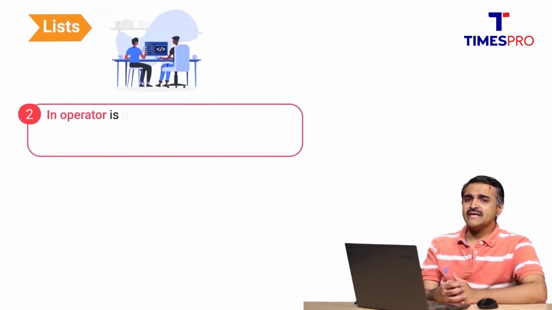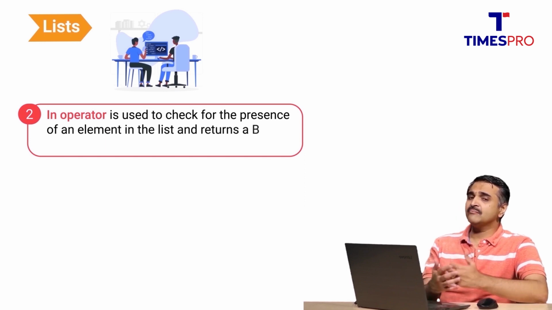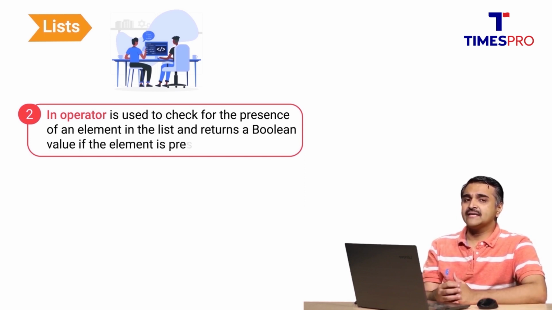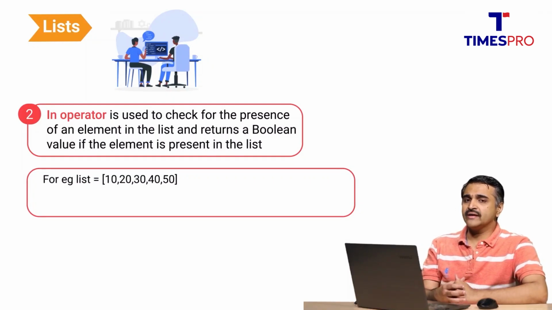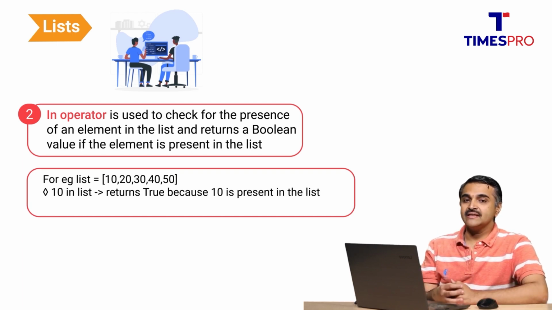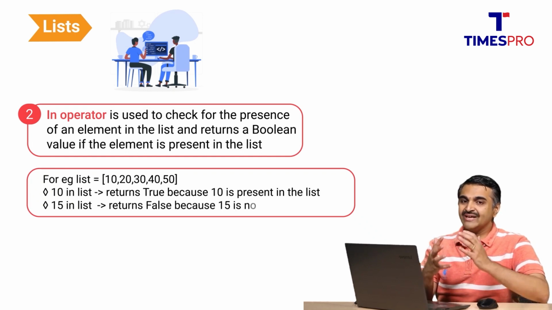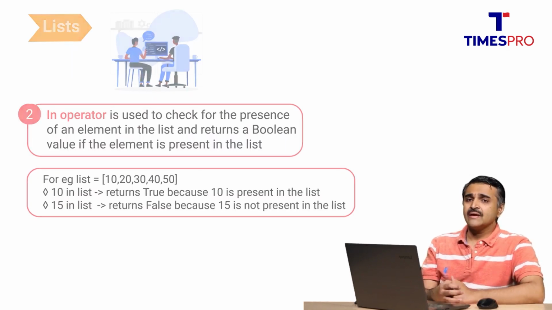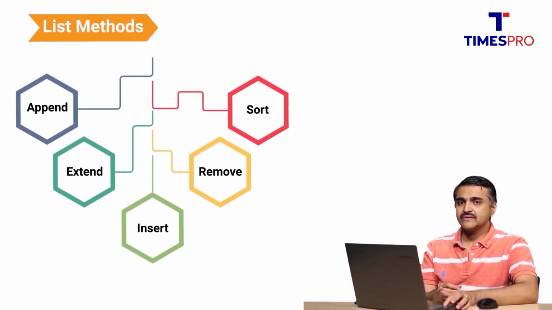The in operator is used to check for the presence of an element in the list. It returns a Boolean value. For example, for the list shown here, 10 in list returns True because 10 is present in the list. 15 in list returns False because 15 is not present in the list. Here are some of the list methods: append, extend, insert, remove, and sort.